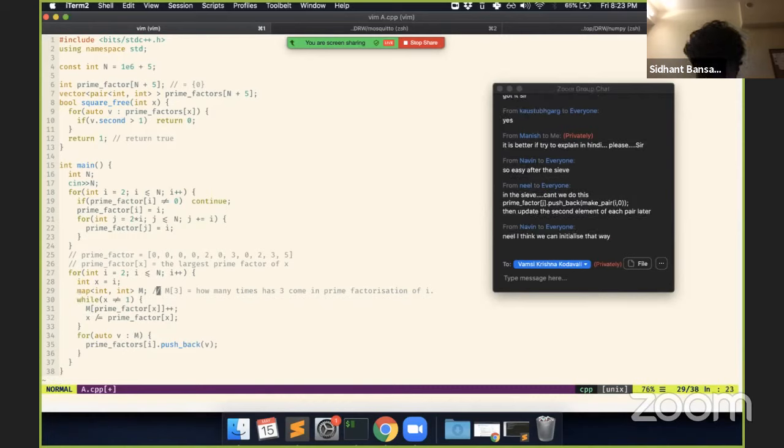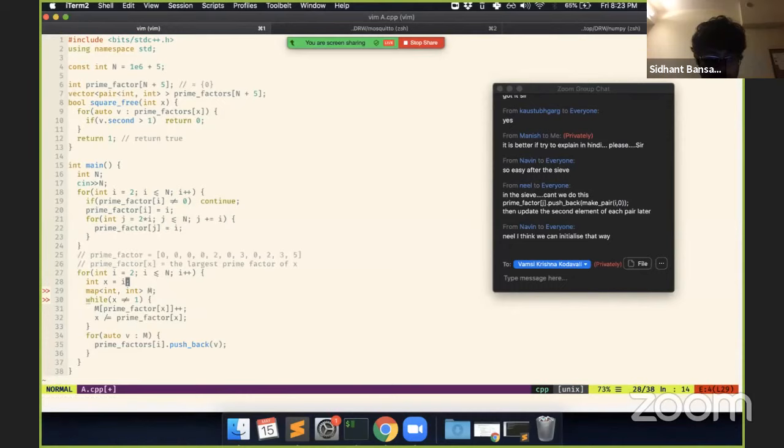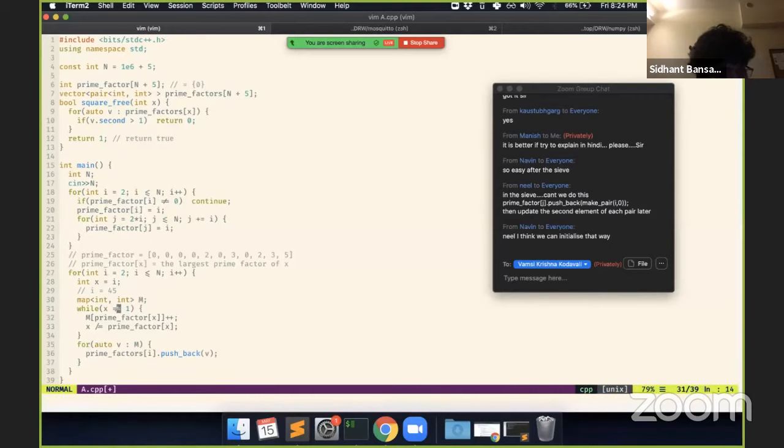I'll go through a run of an example I. So let's say I is equal to 45. So x is also 45, because I start x as 45. Now the map is empty initially. Until x becomes 1, we run this loop. What happens the first time? We say m of prime factor of 45. What did we define as prime factor? The largest prime factor of 45, which is 5. So m5 plus plus. And then we say 45 divided by 5, so x became 9.